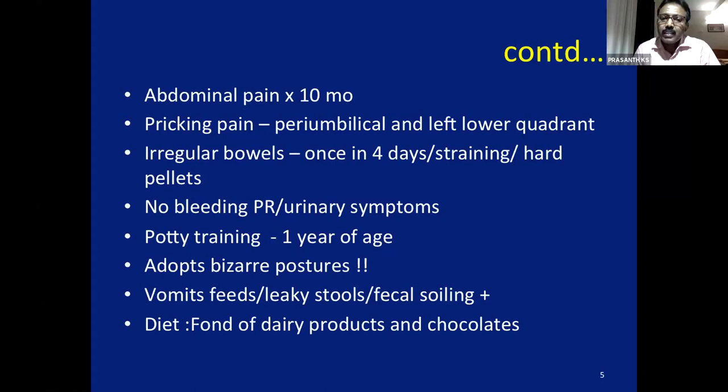She was put to rigorous toilet training from 1 year of age onwards. And the mother reported that at times the baby adopts a bizarre posture when asked for defecation. There was also a history of vomiting after feeds, with a history of leaky stools and occasional fecal soiling. This girl is fond of dairy products and chocolates.